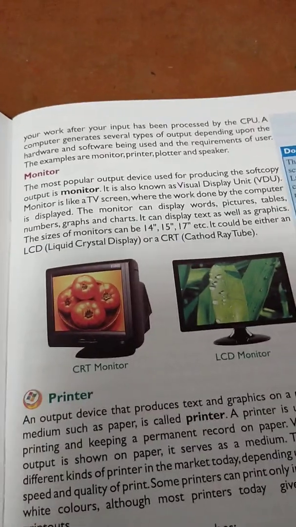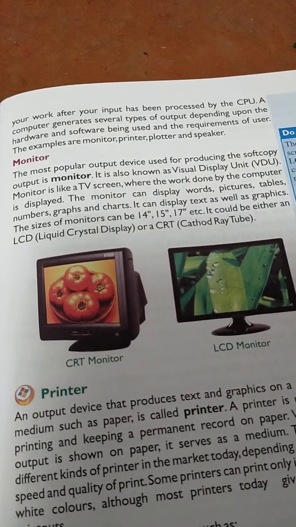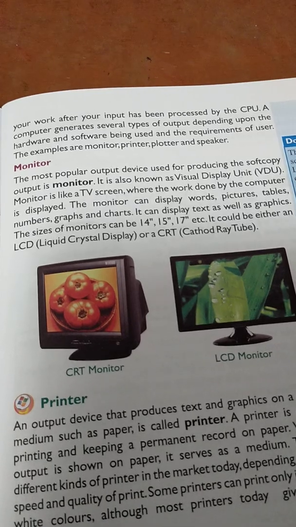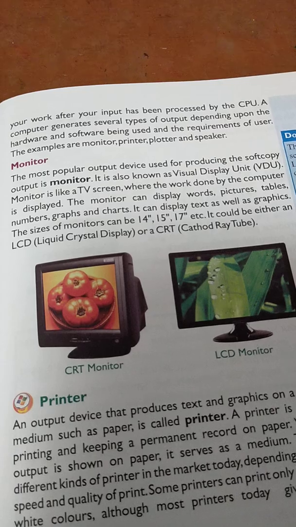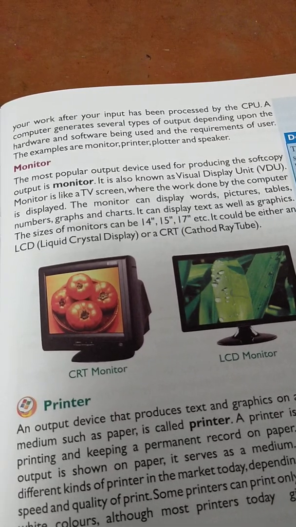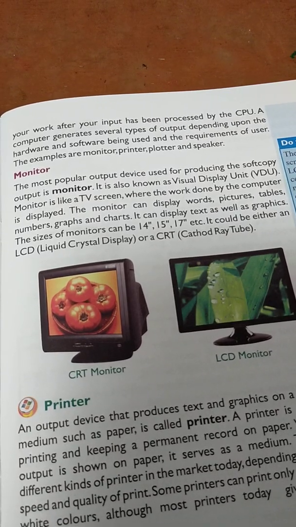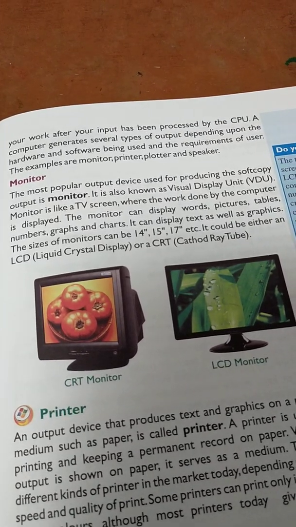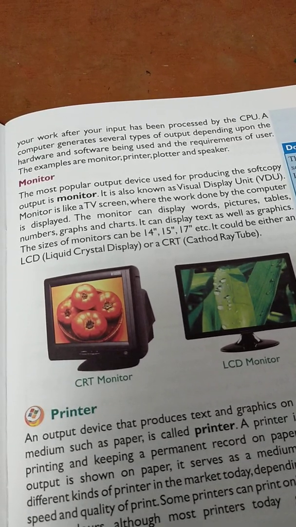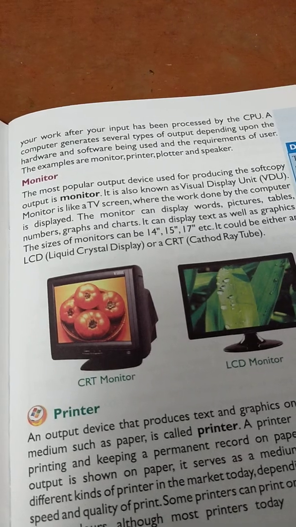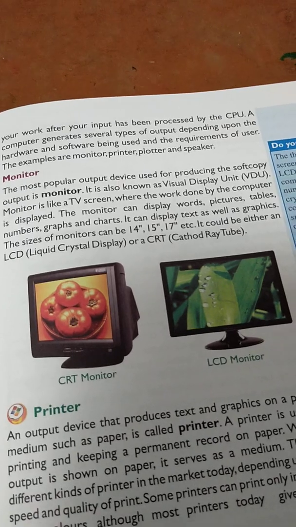The work was done by the computer CPU, and the result is shown on the monitor screen. The monitor can display words, pictures, tables, numbers, graphs and charts. Everything is displayed. It can display text as well as graphics, of course, the text which we type, the movies and pictures, everything. It can be displayed.